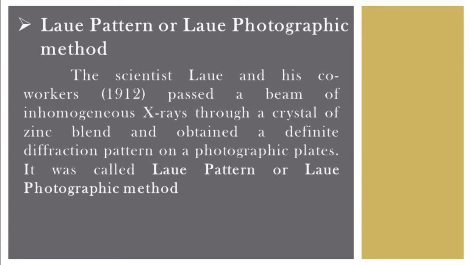Laue pattern or Laue photographic method. The scientist Laue and his co-workers in 1912 passed a beam of inhomogeneous X-rays through a crystal of zinc sulphide and obtained a definite diffraction pattern on the photographic plate. It was called the Laue pattern or Laue photographic method.